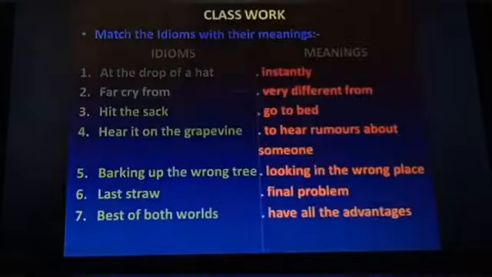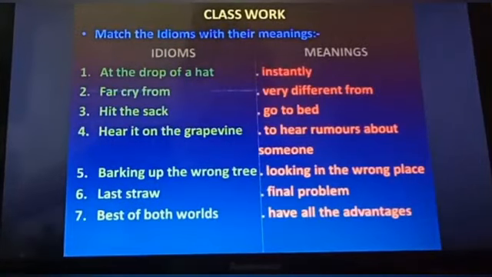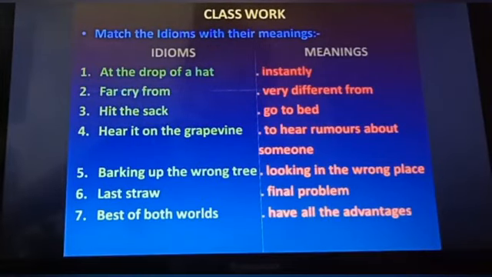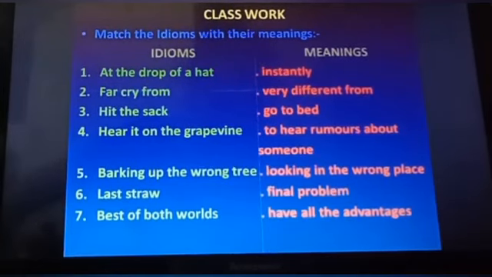Fine students, now this is your classwork. In this you have to match the idioms with their meanings. The first one is at the drop of a hat. It means instantly. Instantly means as soon as possible, at once. Far cry from, very different from.